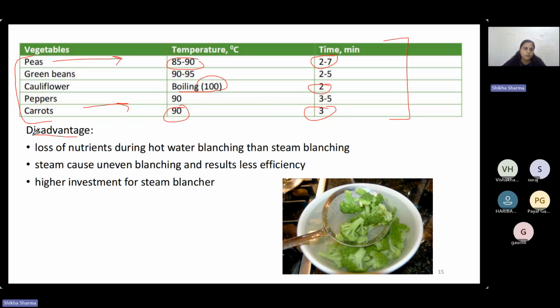But blanching has certain disadvantages also. It loses some of the nutrients when we do hot water blanching. With steam blanching, sometimes the steam causes uneven blanching and results in less efficiency, and the steam blanchers need higher investment. So these are the disadvantages of blanching. Heat sensitive nutrients like vitamin C can be lost during the process.